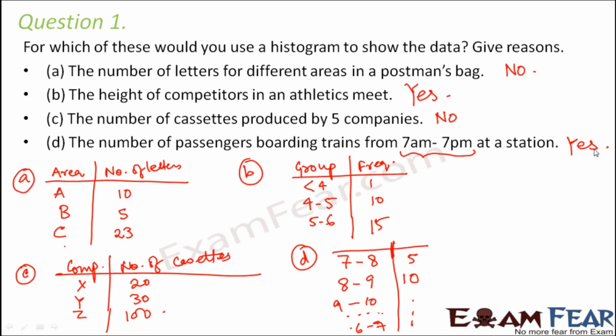So whenever you are given any scenario which talks about data, the first thing that you need to analyze is whether that data can be divided into class intervals, whether that data can be represented in the form of groups. If you can, that means you can have a grouped frequency distribution, and for a grouped frequency distribution, you can have a histogram.